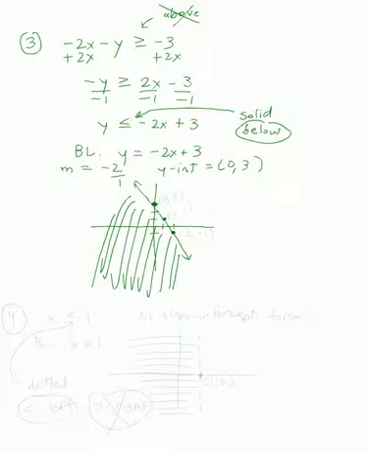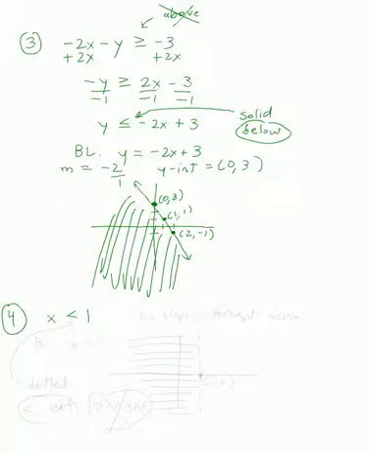Okay, let me do one more example. Oh, let me actually also label these points. This one was 0, 3. This one was 1, 1. And this one was 2, negative 1. We're going to do one last example. We're going to see the one case where something weird might happen.